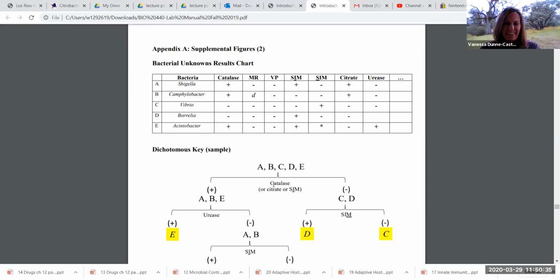So here again are the 3 tests that you could have used. This first one, catalase, citrate, or indole test, because you have those clear positives and negatives. You would do this on your own with your own biochemical results chart. Find that test that you could start off this testing.